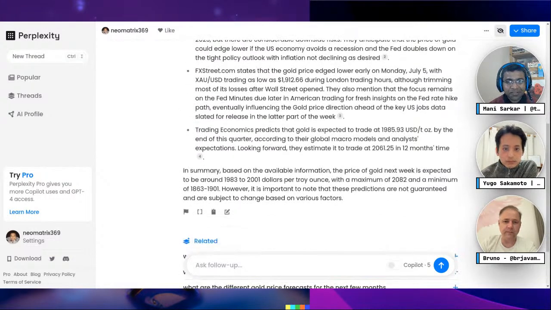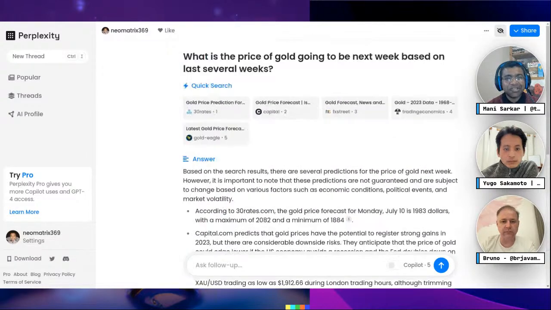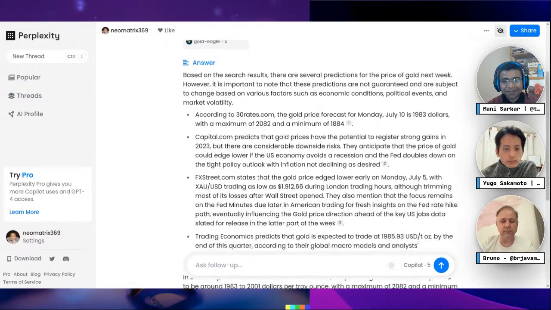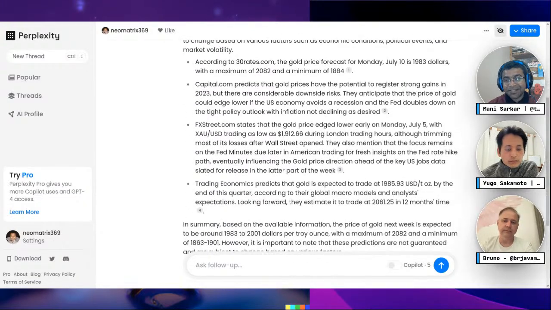In summary, based on the available information, the price of gold next week is expected to be around 1883 to $2001 per troy ounce, with a maximum of 2082 and a minimum of 8. And this could be quite about right because I'm not saying it's going to be right, but it's using information based on the information of the past trading, right? So that's one, and a very similar one.